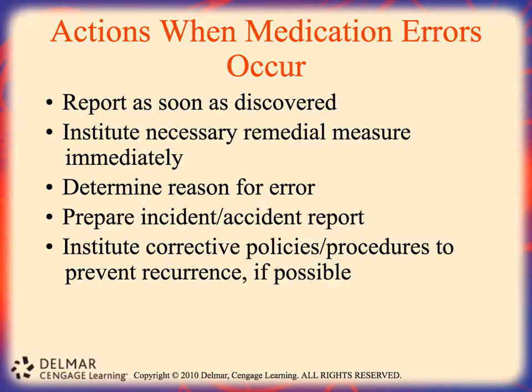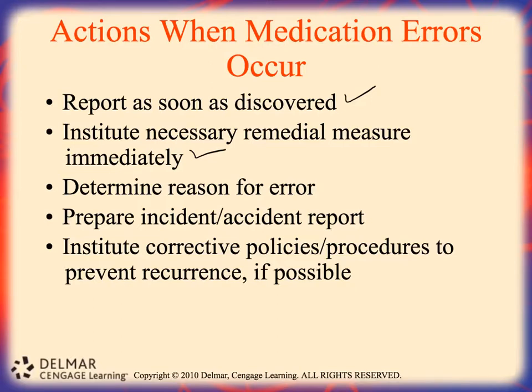Unfortunately, medication errors do still occur sometimes. So what do we do when we have a medication error? Well, first of all, you need to report it as soon as it is discovered. You need to call the physician and make sure that they're aware of it. You need to institute necessary remedial measures immediately. In other words, if you've given an overdose of an antihypertensive, maybe you gave 2 tablets instead of 1, you're going to be needing to check that patient's blood pressure every 30 minutes or so until you know that the patient is not going to have an ill effect from that.